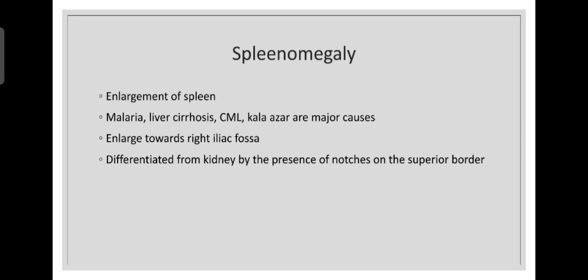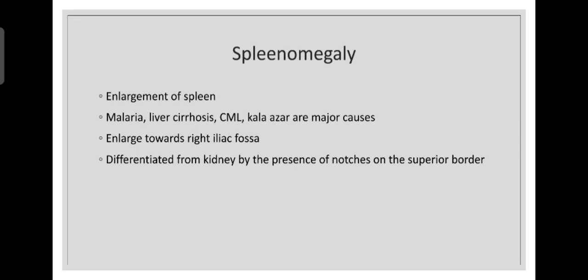Then splenomegaly. Splenomegaly is the enlargement of the spleen. It usually results in some conditions such as malaria, liver cirrhosis, and chronic myeloid leukemia. It enlarges towards the right iliac fossa, as we saw, because there will be a ligament giving support on the left inferior aspect.